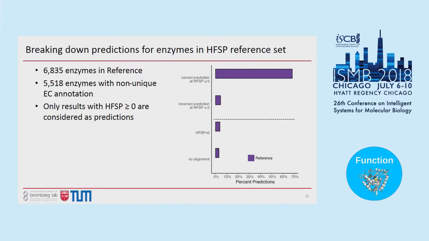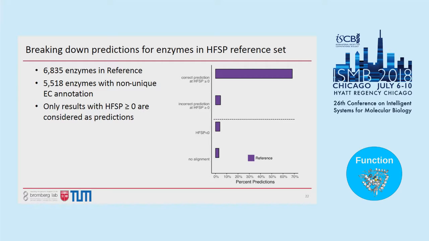Of those, 5,518 enzymes are enzymes with a non-unique EC annotation. And we're looking here at the fourth level. So that means that those 5,500 proteins are proteins where we observe that specific EC annotation multiple times in our reference. On the flip side, that also means that we have about 1,300 enzymes in our reference that do have a fourth level EC annotation that only appears once in that reference. We're only considering results with an HFSP score bigger or equal than 0.